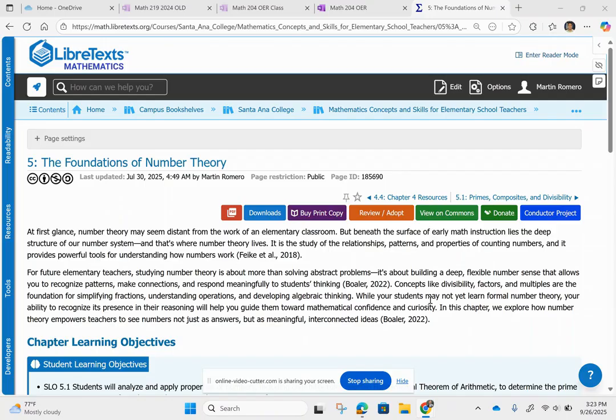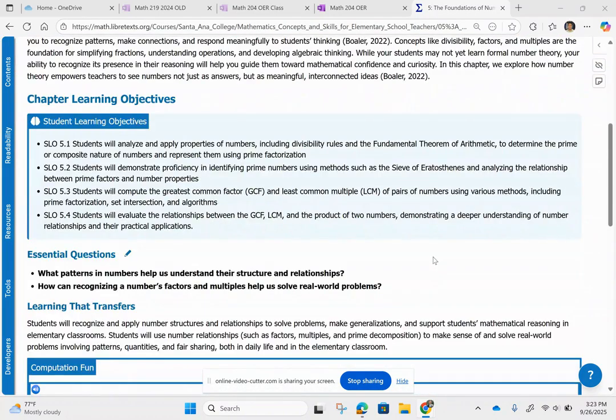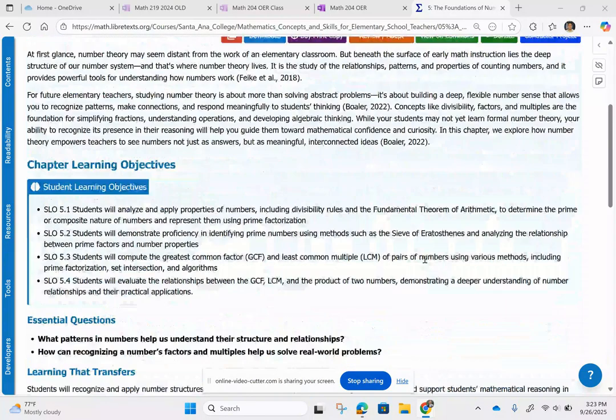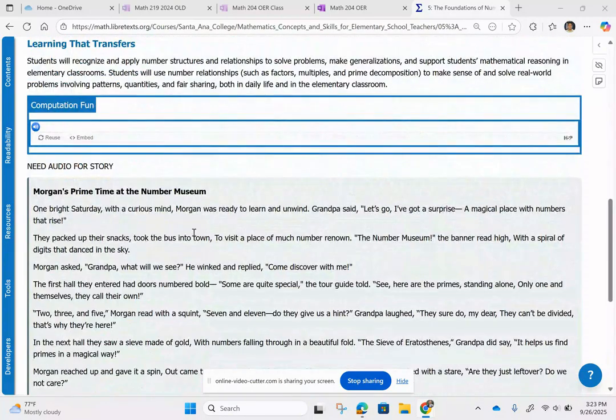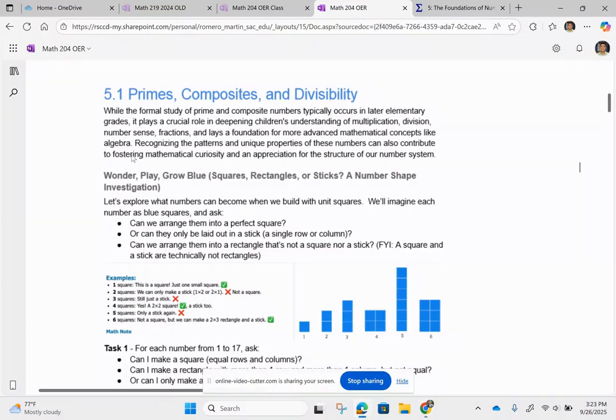So, again, while your students may not yet learn the formal number theory that we teach here in this chapter or what is taught in advanced mathematics, right? But your ability to recognize its presence in their reasoning will help guide them towards mathematical confidence and curiosity. So keep that in mind as we jump into some of the things here for this chapter. Hopefully, again, get a chance to maybe read the story here or play the song that exists here before getting started. So let's go ahead and take a look at the beginning here, chapter 5.1, primes, composites, and divisibility.